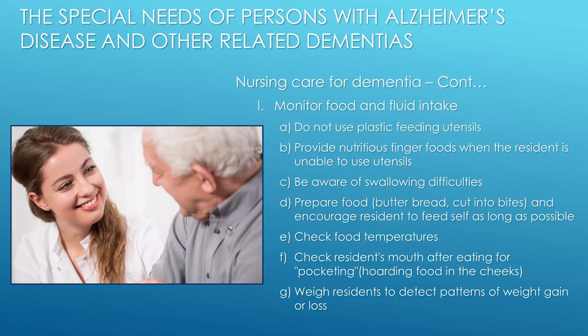Monitor food and fluid intake. Do not use plastic feeding utensils. Provide nutritious finger foods when the resident is unable to use a utensil. Be aware of swallowing difficulties. Prepare food, such as butter bread, cut into bites, and encourage the resident to feed self for as long as possible. Check food temperatures. Check the resident's mouth after eating for pocketing or hoarding food in the cheeks. Weigh resident to detect patterns of weight gain or loss.